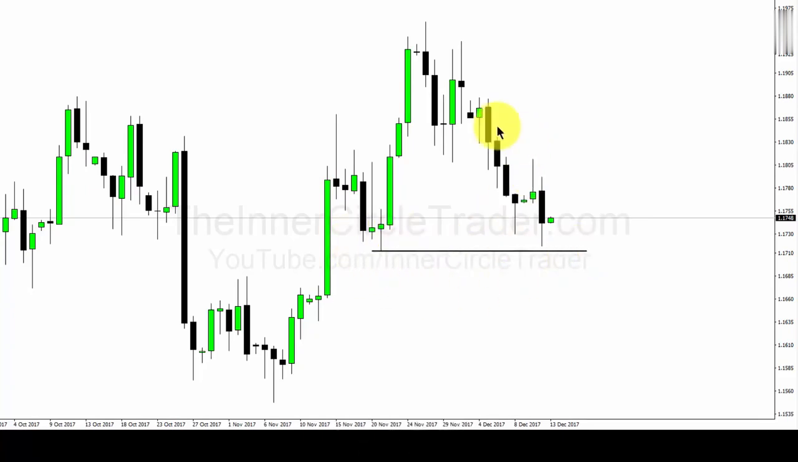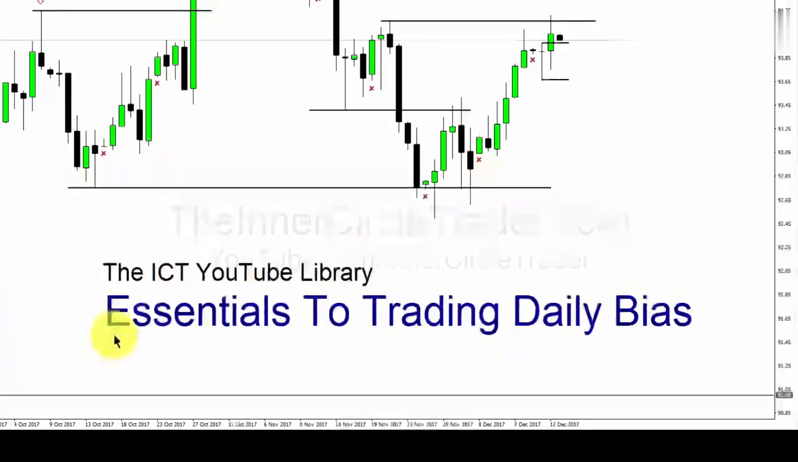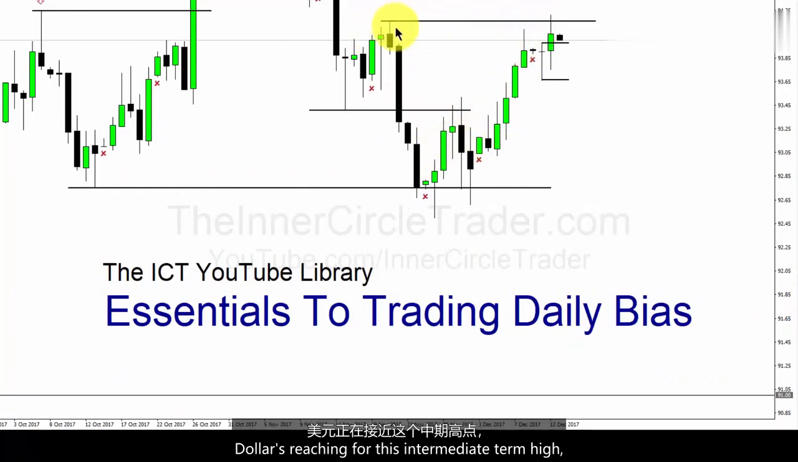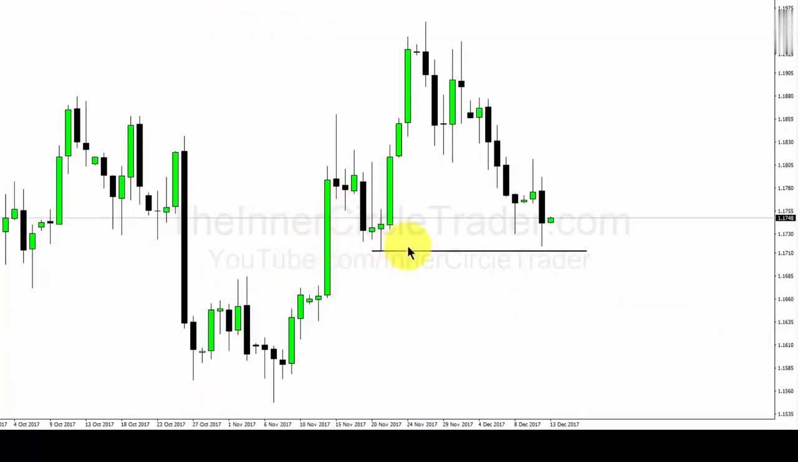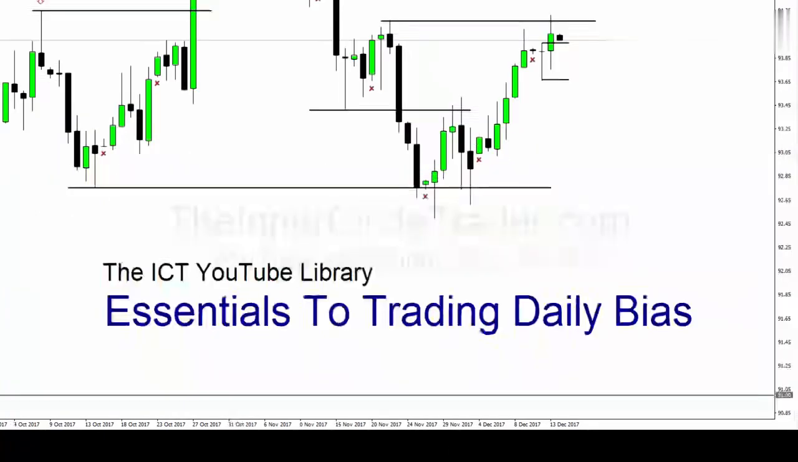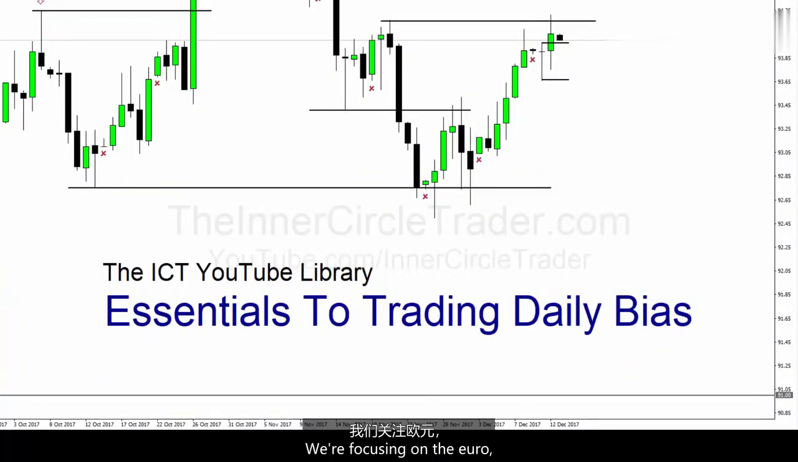So you have this low here, and its price is starting to drop down. It's reaching for this level here. Why? Because it's basically the opposite of what we're seeing done here. The dollar's reaching for this intermediate term high, while the euro dollar is reaching for an intermediate term low. Each day, we're focusing on, again, this phenomenon here. We're focusing on, for the euro, because dollar is bullish, the previous day's low, and that's where it's going to be aiming for. To it and through it. That's how you think about it when it's bearish.